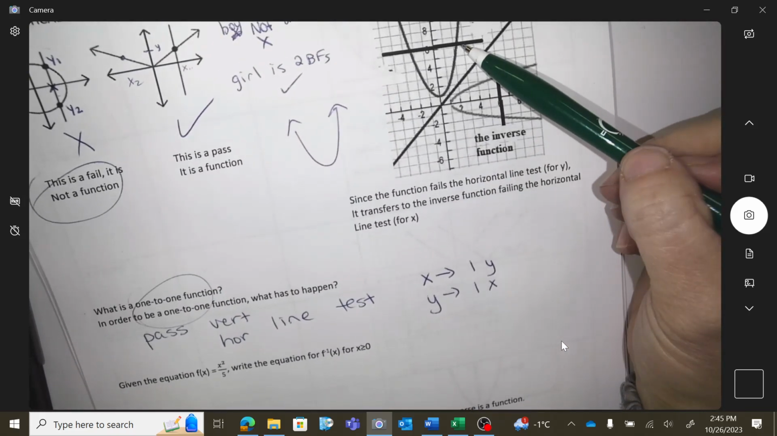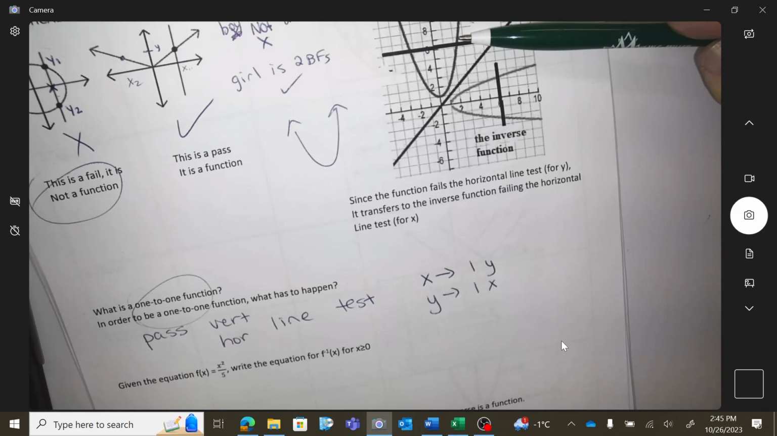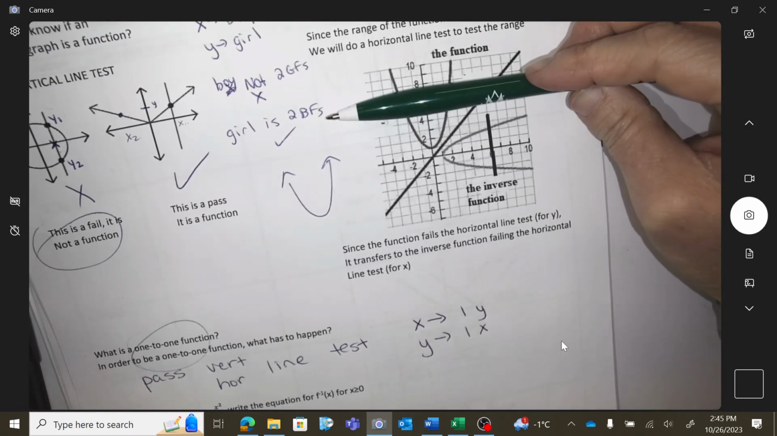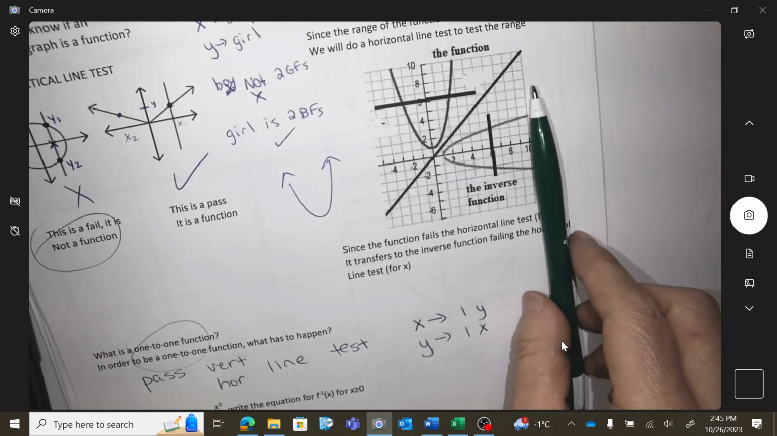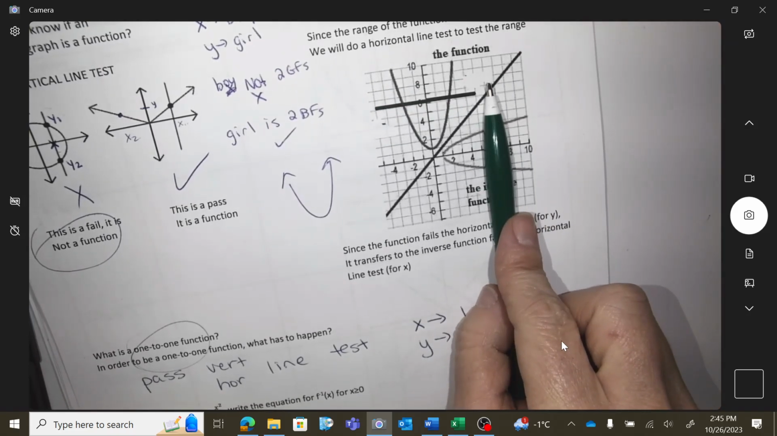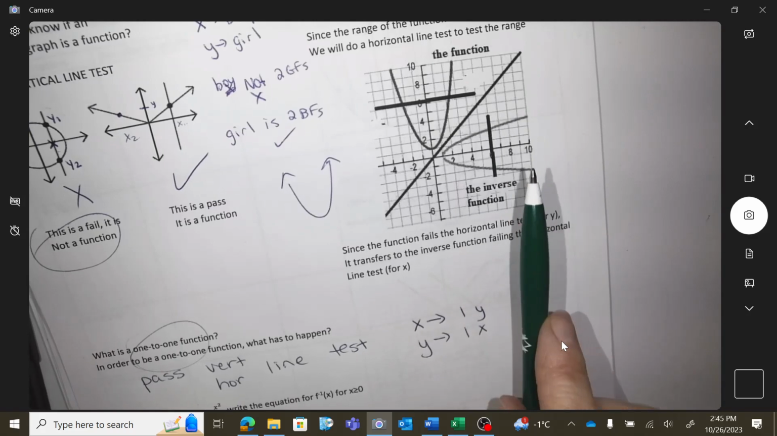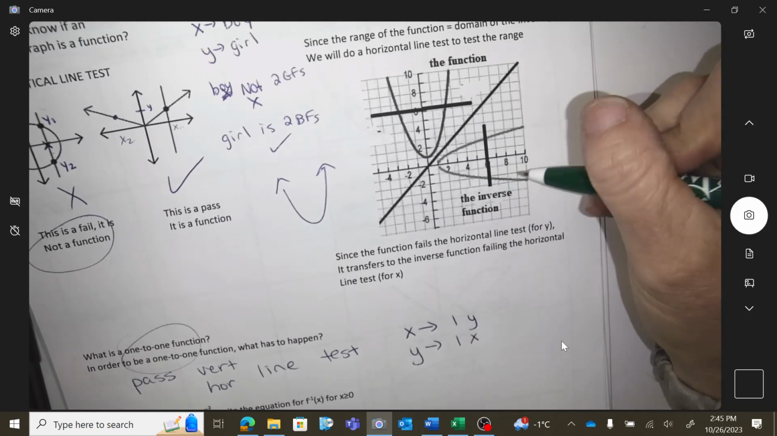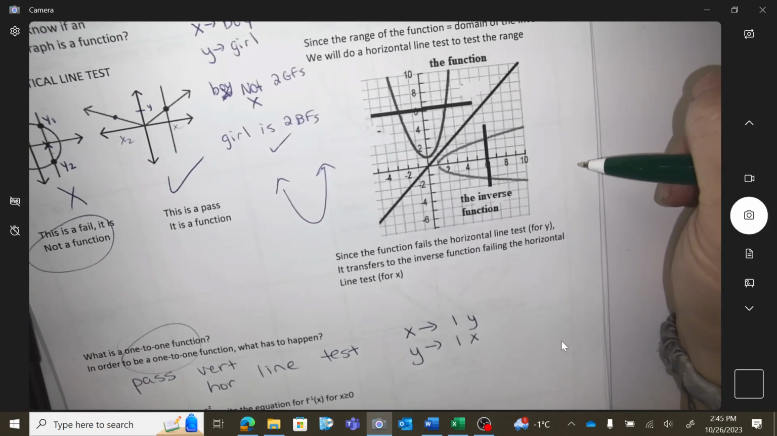Okay, so what do I know? If the function fails a horizontal test, that switches to the inverse failing a vertical test, which means my inverse is now not a function. Do you see this drawing of this sideways parabola? That's not a function.